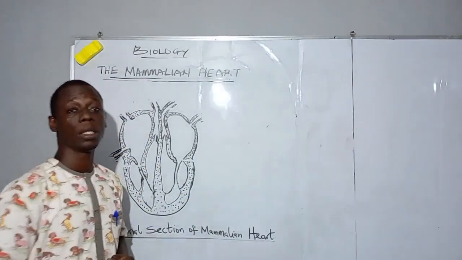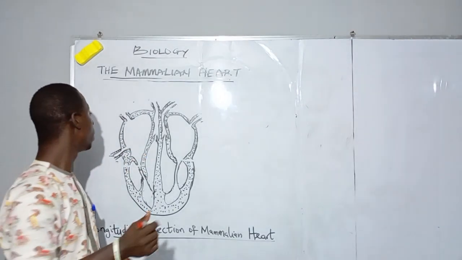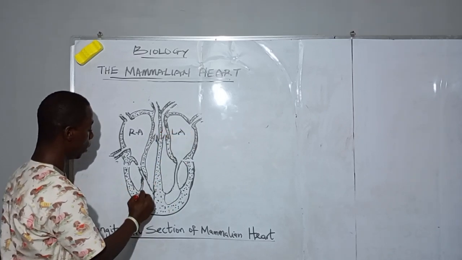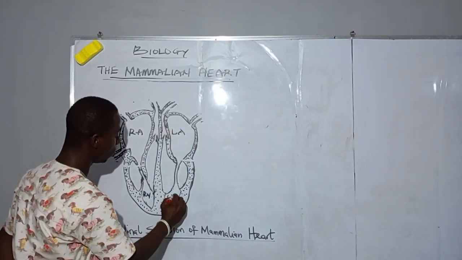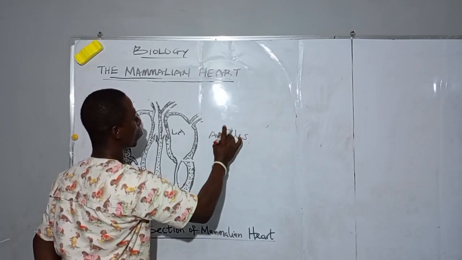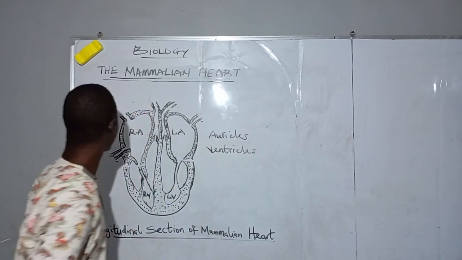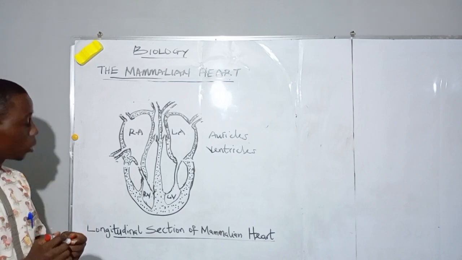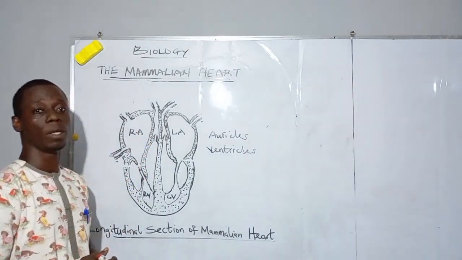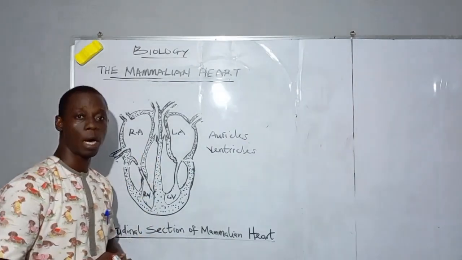The mammalian heart is divided into four chambers. It has four chambers, that is the right auricles and the left auricles, and the right ventricles and the left ventricles. The main function of the auricles is to receive blood from other parts of the body, while the ventricles pump blood out of the heart.